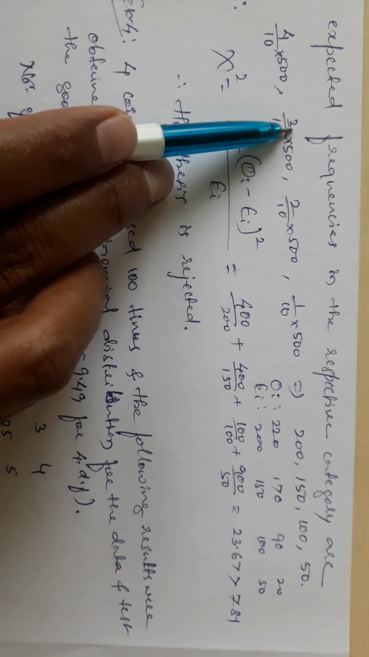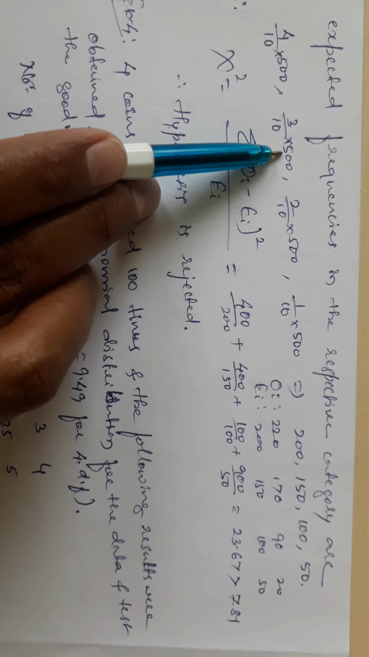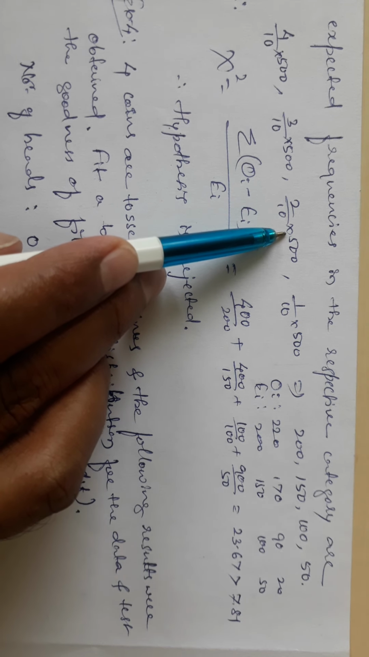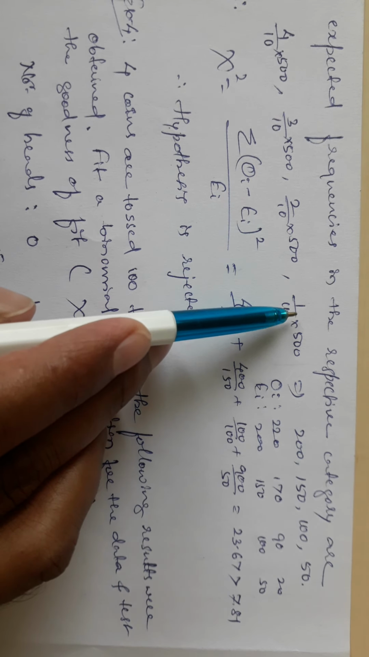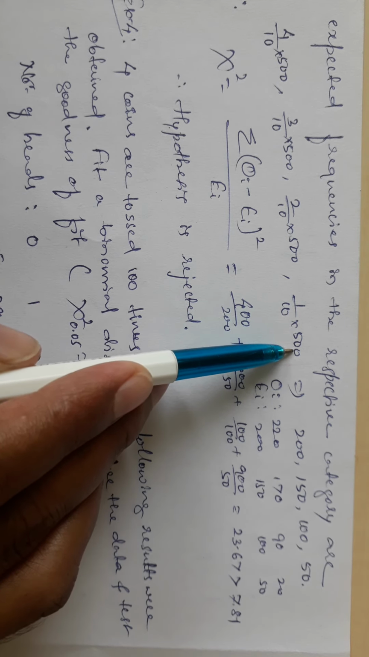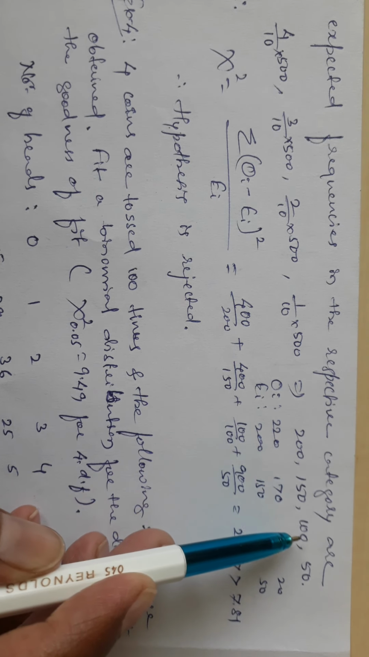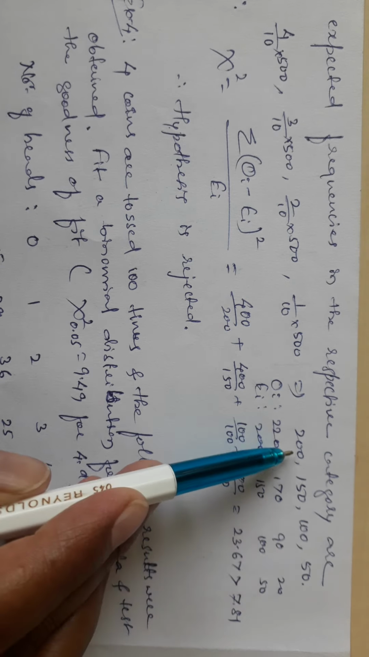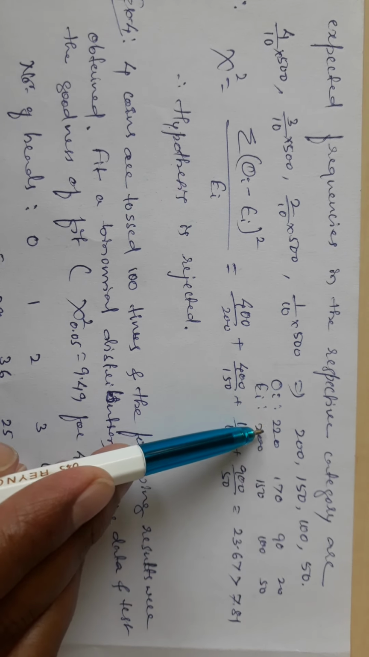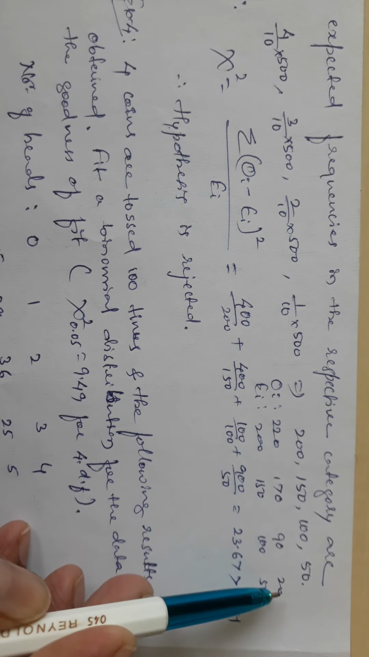Similarly, ratio 3 divided by ratio sum 10. Next, ratio 2 divided by ratio sum 10, times 500, the total number of students, and ratio 1 divided by ratio sum 10, times 500. We get the expected values 200, 150, 100, 50. These are in the ratio 4, 3, 2, 1. Now the observed values are given, that is 220, 170, 90, 20.